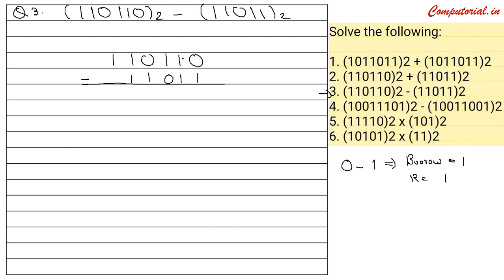So here I am taking a borrow from this digit. So it will convert it to 0. This will be converted to 10 and the result will be 1. Then next again we have the 0 minus 1. So again we have to take a borrow. So it will be 0, it will be 10 and result will be 1. Then again we have to take a borrow for this number.